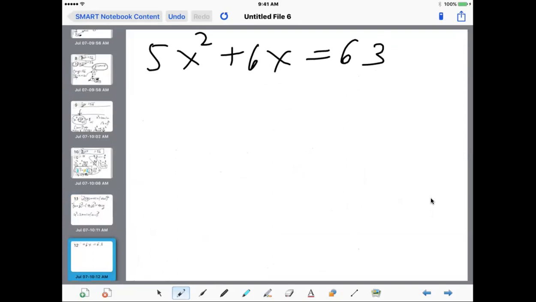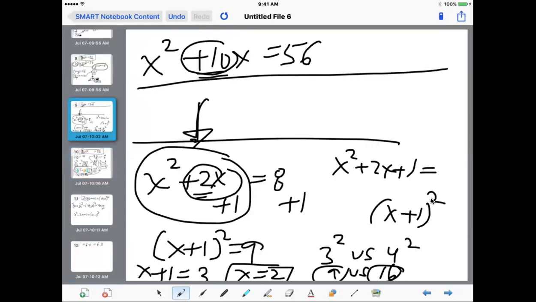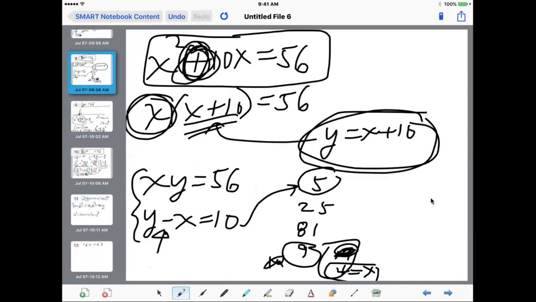Oh, somebody asked about the y minus x equals 10. That's from over here. Oh, no, it's from over here. So see this x plus 10? That's 10 bigger than x. So they don't add up to 10. Their difference is 10. This is the bigger one. This is the smaller one.